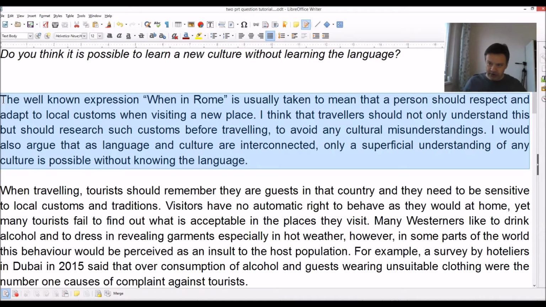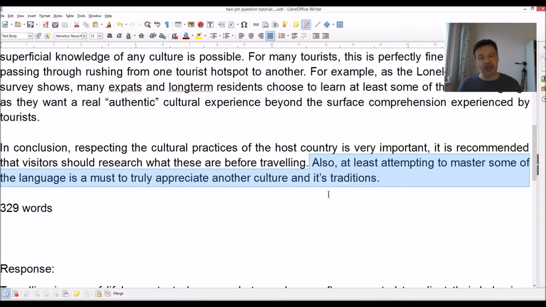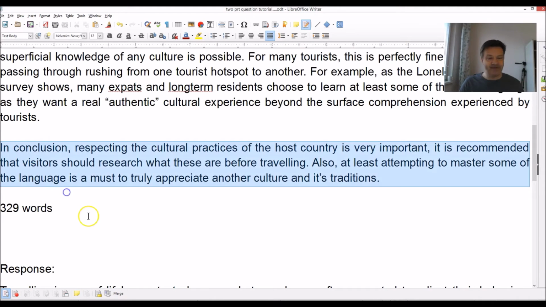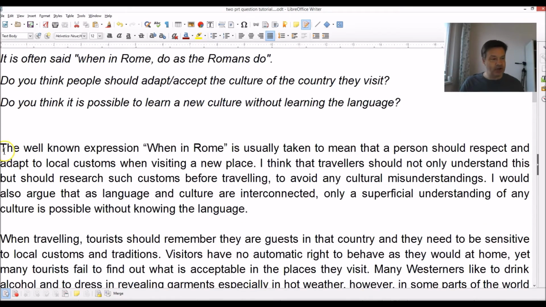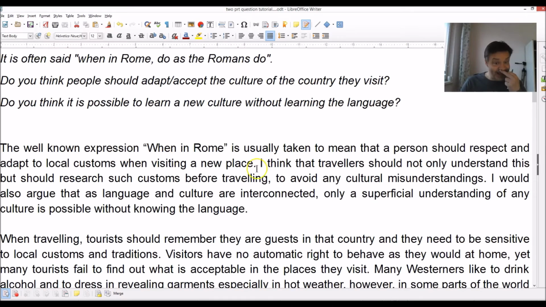Here, conclusion, and paragraph 2 and 3 in synonym. Also, I say, also, at least attempting to master some of the language is a must to truly appreciate another culture and its traditions. So, I've answered both questions. I've restated it. Both the questions are there. Paragraph 2. So let's have a look at this again.